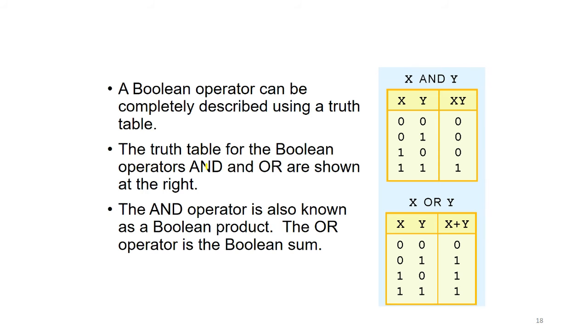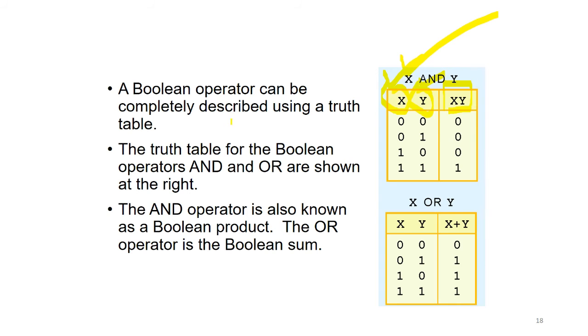A Boolean operator can be completely described using a truth table. A truth table looks something like this. It will have some input values and some output values. As you can see, there are two inputs, x and y. These are your inputs and the output is xy. As this statement suggests, a Boolean operator can be completely described using a truth table. We will get into the truth table in a while.